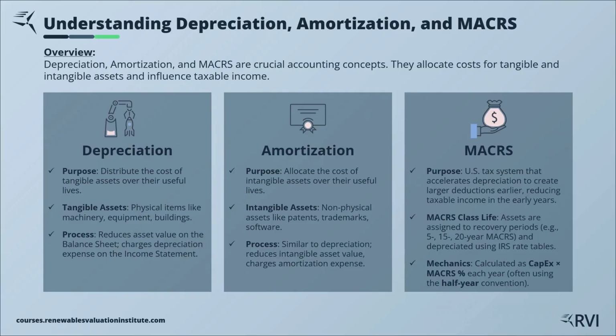And third, MACRS. MACRS is the tax depreciation system in the United States that defines standard recovery periods, like 5, 15, and 20-year classes, and front-loads deductions into earlier years. Mechanically, we apply a MACRS percentage schedule to the tax basis each year, often with a half-year convention, and that produces the annual tax depreciation we will use in the model.